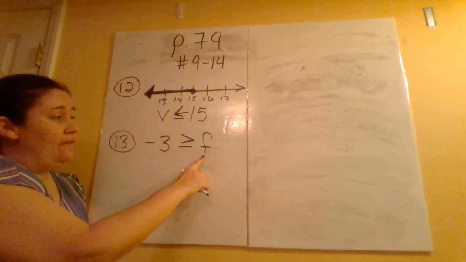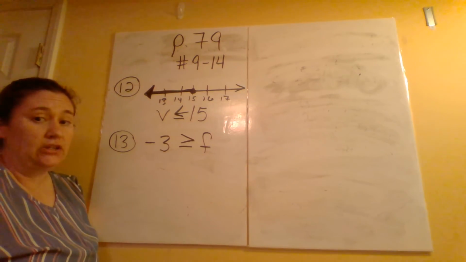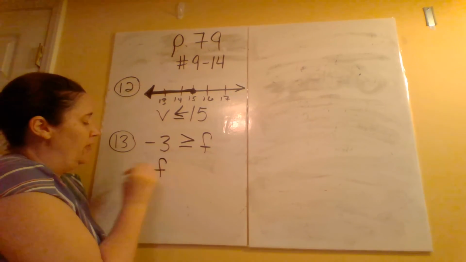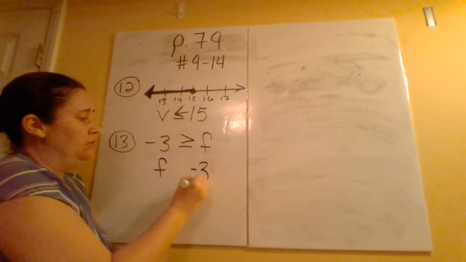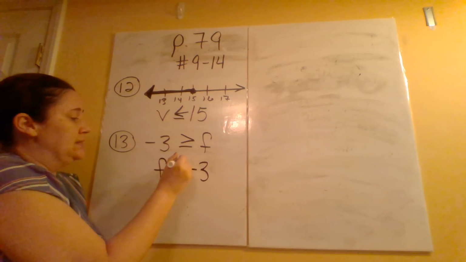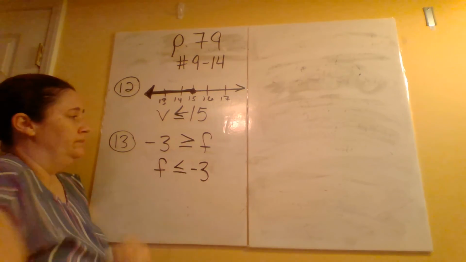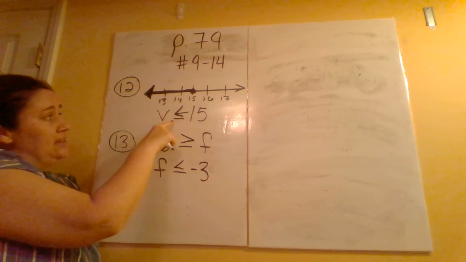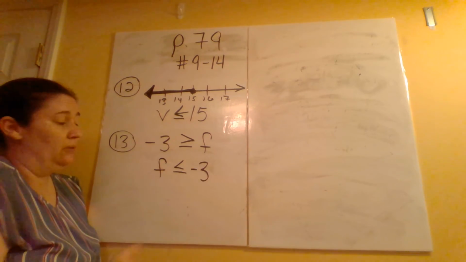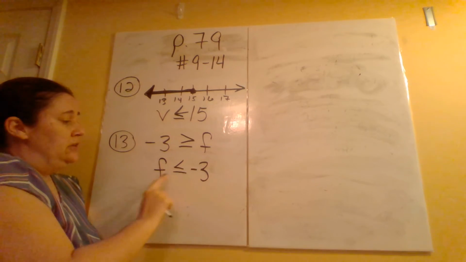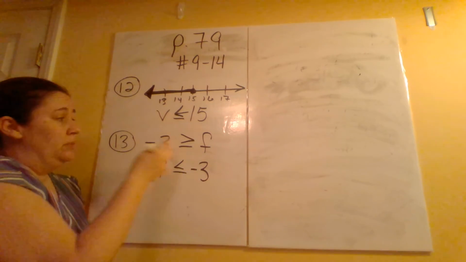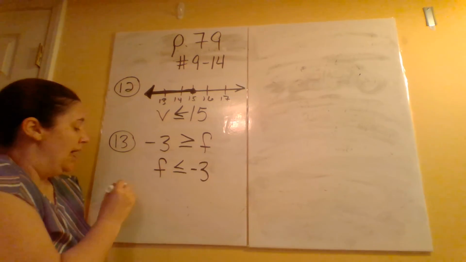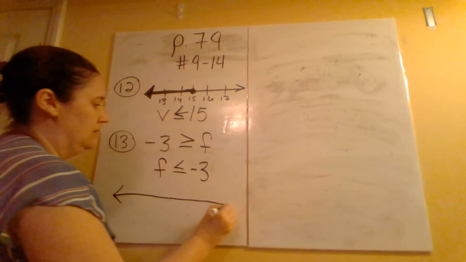So if you have a variable on the right side, what you can do to make this a normal problem is flip it. Put f on the left and -3 on the right and flip the sign over. So if you want to write this as a normal problem like we did before, where the variable's on the left, switch the two things, but you also have to switch the inequality. Now we can graph this.